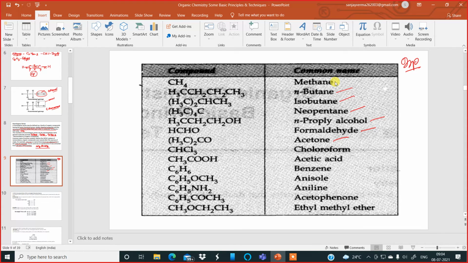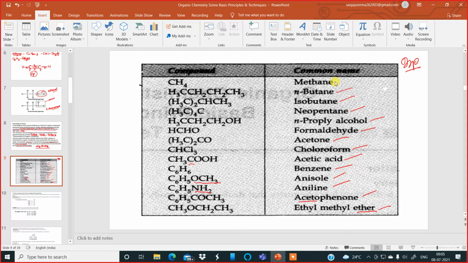Chloroform, CHCl3, is otherwise called trichloromethane. Then we have acetic acid, ethanoic acid. Then we have benzene. Then we have anisole, C6H5OCH3, an aromatic organic compound. Then we have aniline. Then we have acetophenone. Then we have ethyl methyl ether. This is the ether functional group. Phenone, the aceto group, is a functional group. Aniline, this is the functional group. OCH3 is a functional group.